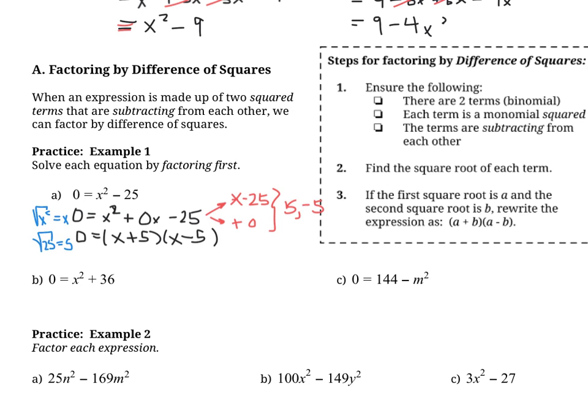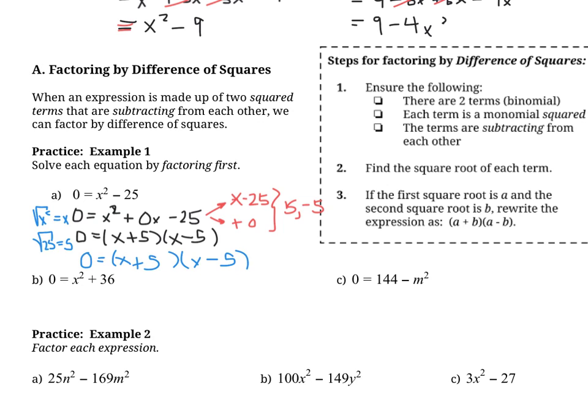And then I could just rewrite it as the two terms. So I'm going to write the first square root first, x and x, and then the second square root next, 5 and 5, and one of them should have a plus in front and one of them should have a minus. And because these are conjugates, we know the middle term is going to disappear. We're just going to be left with x squared minus 25, and we're done.